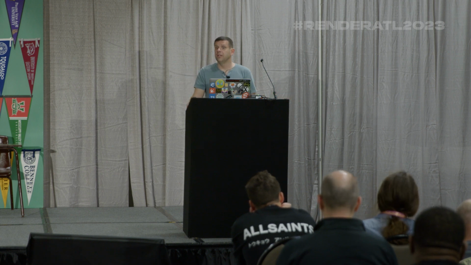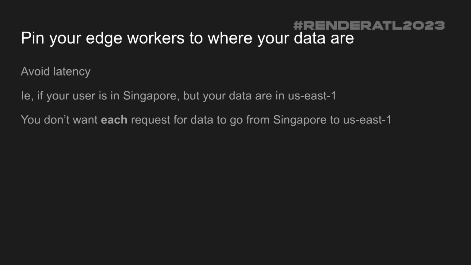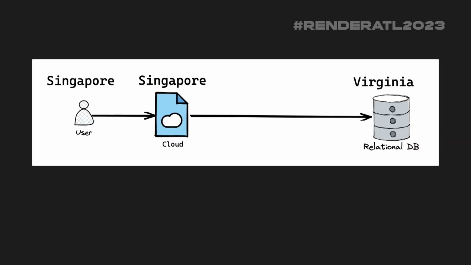You went into PlanetScale. They asked you what region. You said US East 1, because why not? And now let's say some user in Singapore hits your web app. You do not want that user to be hitting an edge worker in Singapore and requesting data in Virginia. And let's look at why. This is what it would look like, and you might think that that's not so bad. You might think, well, my data are in Virginia, so they're going to have to wind up in Virginia either way. Might as well hit the Singapore cloud function.